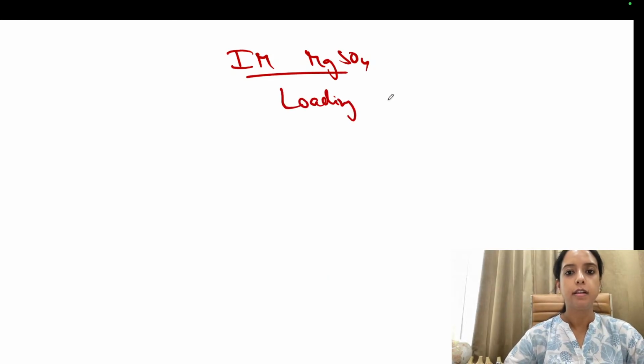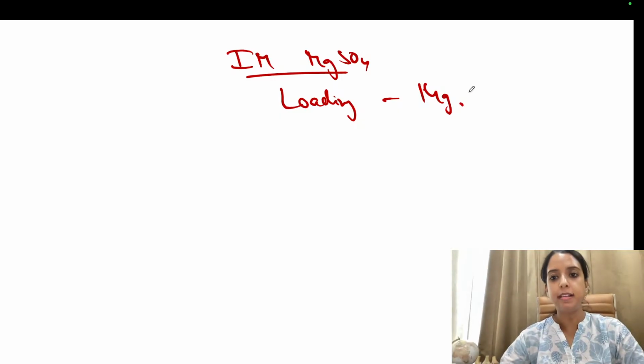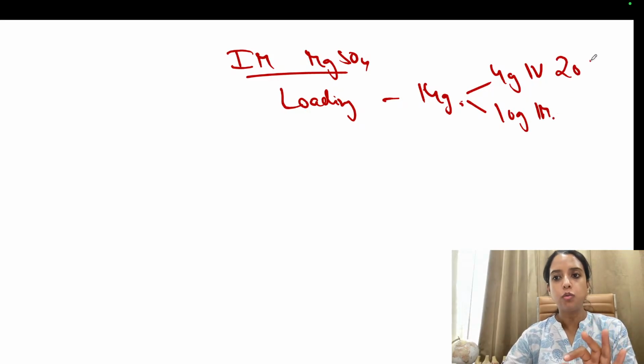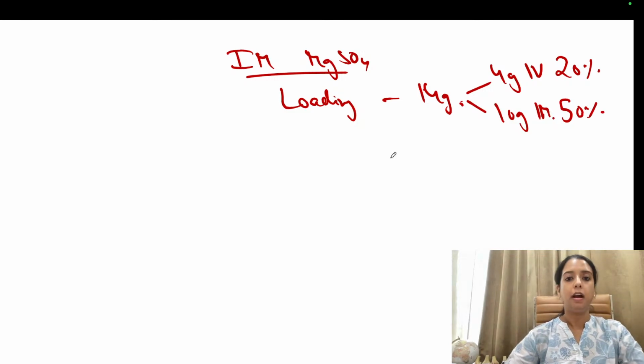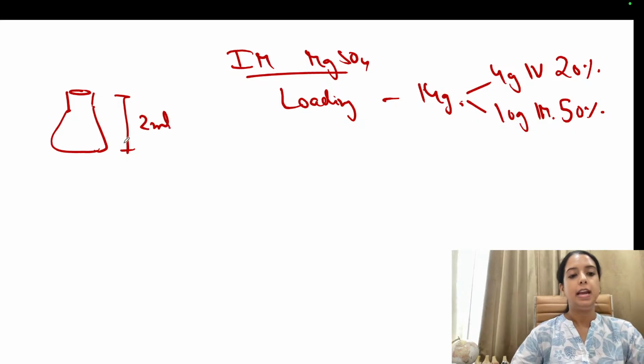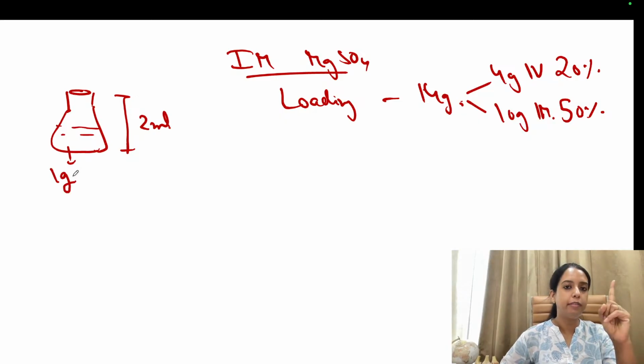लोडिंग डोज is 14 grams. Remember it is in grams. इसमें से 4 ग्राम I have to give IV and 10 ग्राम I have to give IM. डाइल्यूशन is 20% and 50%. ठीक है, अब कैसे बनाते हैं? जो mag sulf का vial है, mag sulf vial is a 2 ml vial. In this 2 ml vial, only 1 gram is mag sulf. So in this 2 ml of fluid, 1 gram is mag sulf.